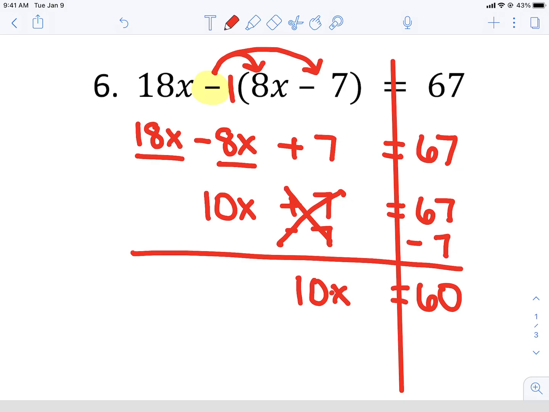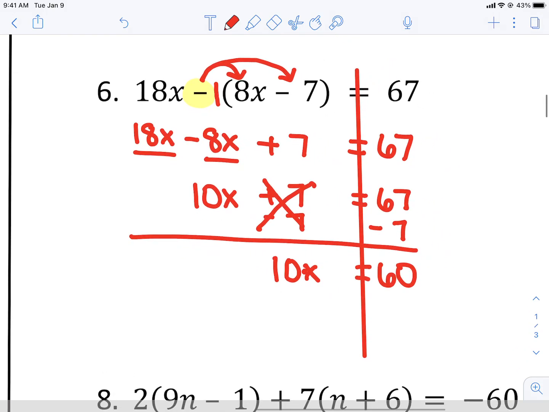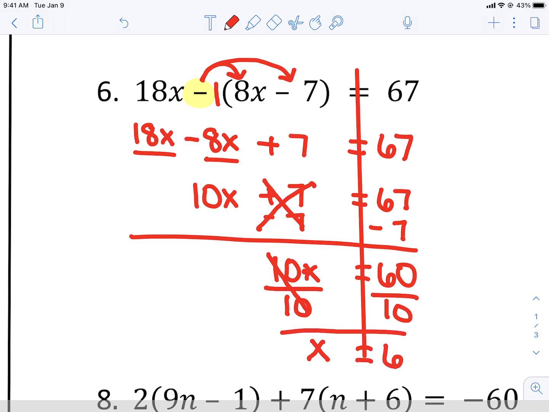Okay, the 10 and the x are being multiplied. Opposite of multiplication is division, so I divide both sides by 10. 10x divided by 10 makes a 1x. And 60 divided by 10 is 6. So we get that.